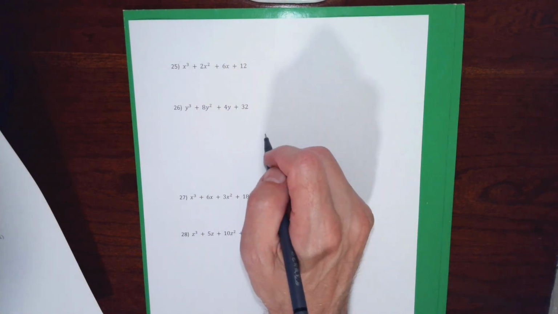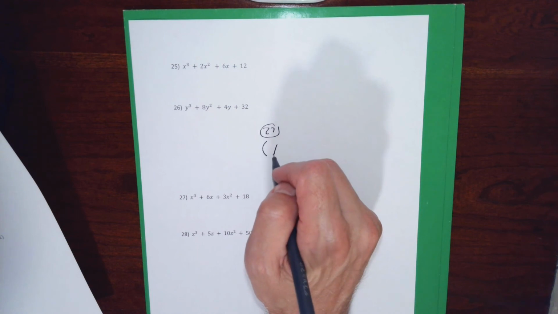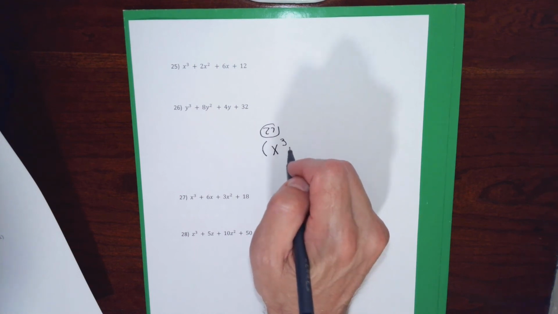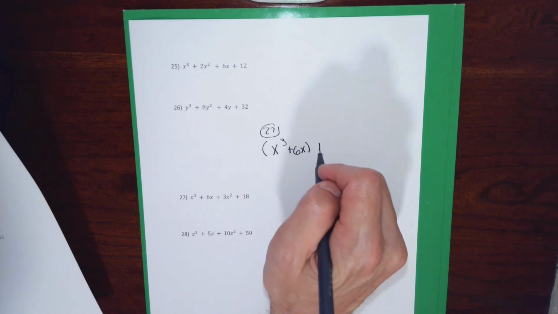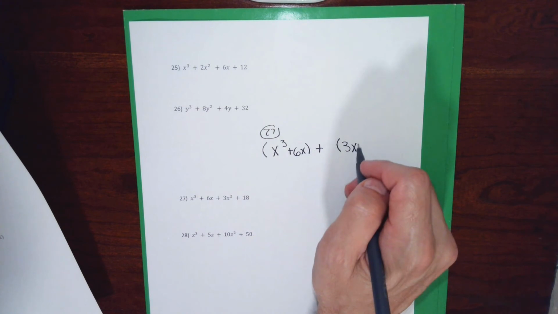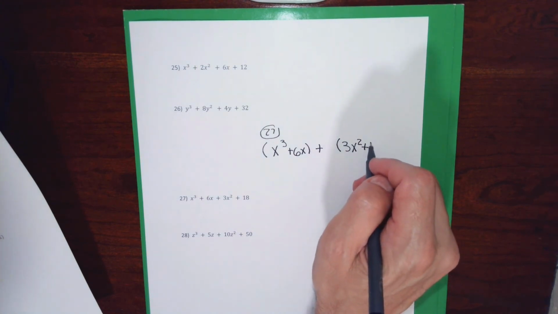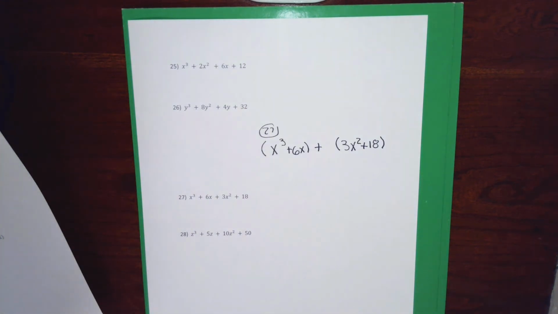Just so you don't have so many homework problems, let's do 27 together. 27, first two terms, x cubed plus 6x. Second two terms, 3x squared plus 18. The plus sign goes between the parentheses, not inside the second parentheses.